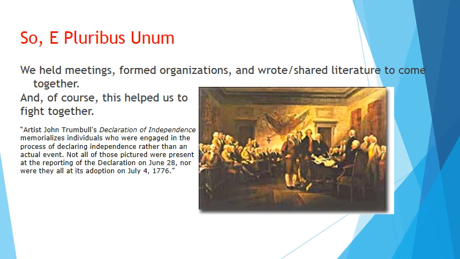What you see in the picture there is the artist John Trumbull's Declaration of Independence to memorialize the individuals who were engaged in the process of declaring independence rather than an actual event, because not all of them were actually present at the reporting of the Declaration on the 28th of June in 1776, and nor were they all there at its adoption on July 4th, but all of them were involved in writing and signing it.